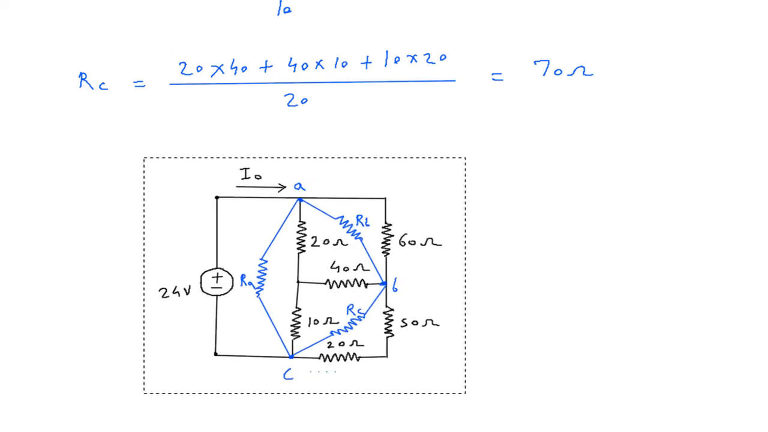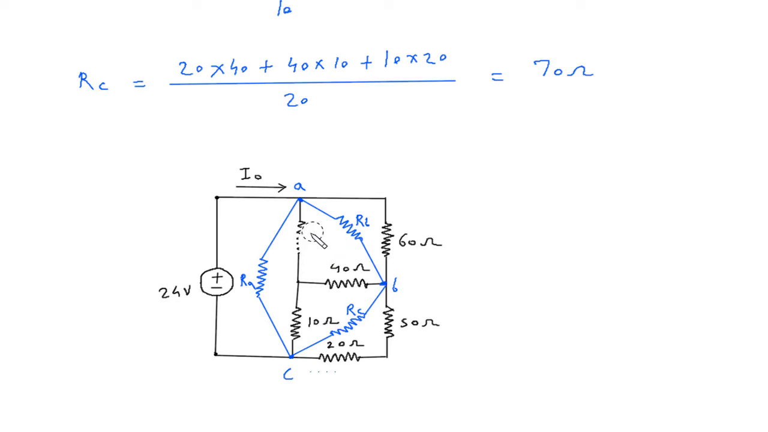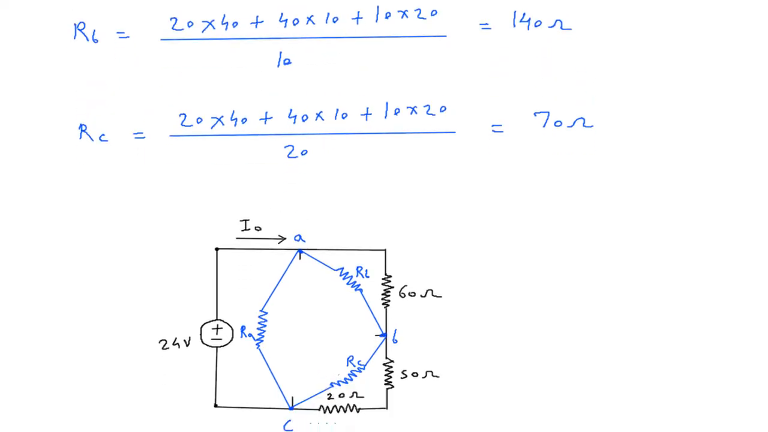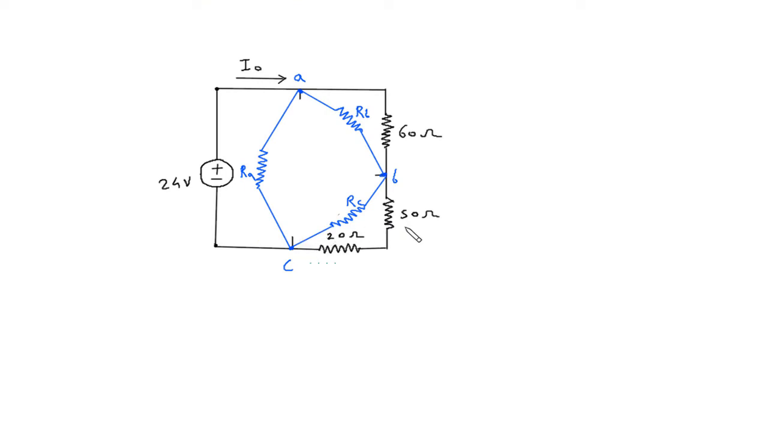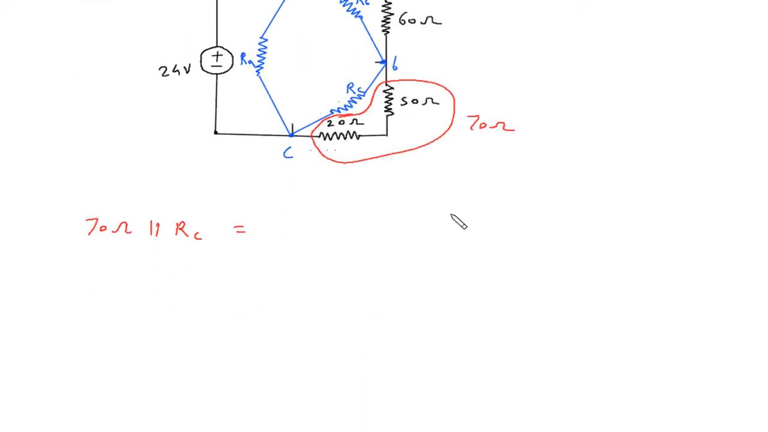Now we will erase this Y connection and keep the delta connection only. Now we will solve this. This 50 ohm and 20 ohm are in series, so this will be 70 ohm. Now this 70 ohm is parallel with this RC. The value of RC is 70 ohm. So 70 into 70 divided by 70 plus 70. This will be 35 ohm.